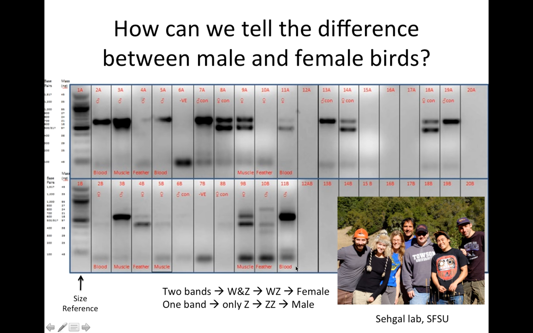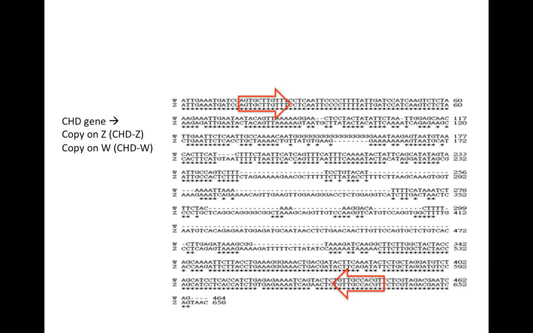females. And this is actually the kind of work that's done in the Segal lab. This is Ravinder Segal and his team from a few years ago. So these are all San Francisco State students or former students. And they use this technique in the lab to study avian parasitology.